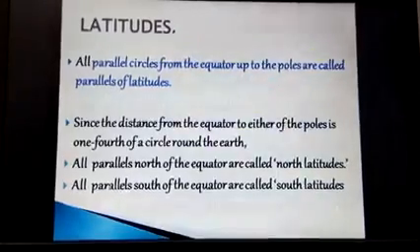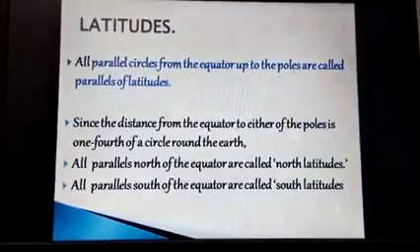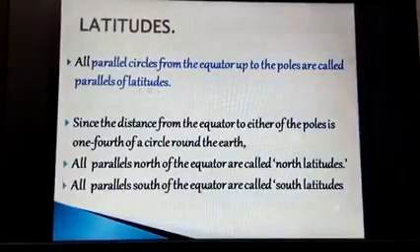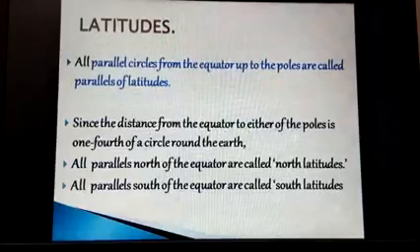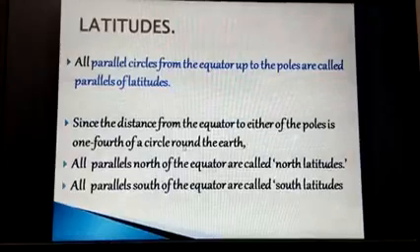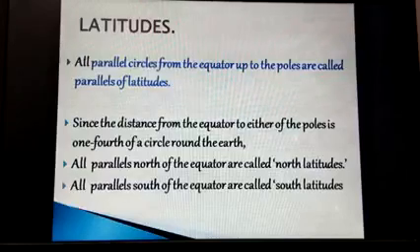All parallel circles from the equator up to the poles are called parallels of latitude. The distance from the equator to either side, the north pole or the south pole, is one quarter of the circle round the earth. It means that we are drawing circular ring-like lines on the earth, and these are known as latitudes.